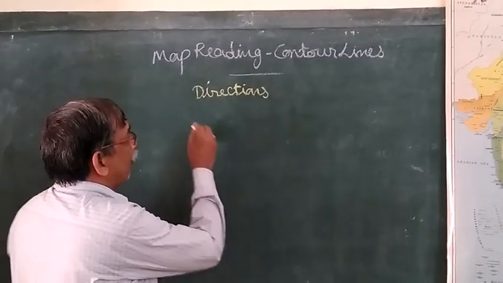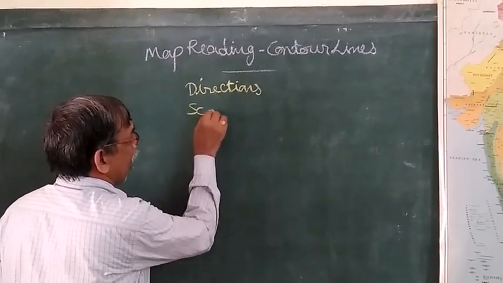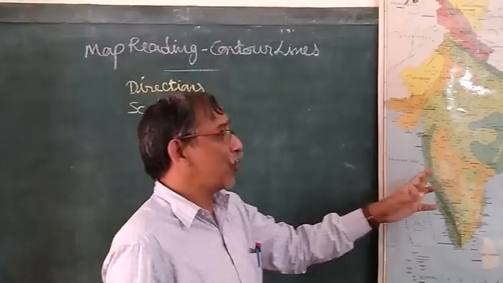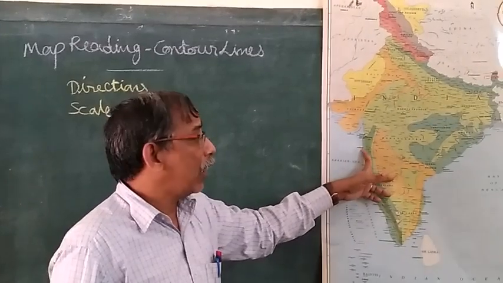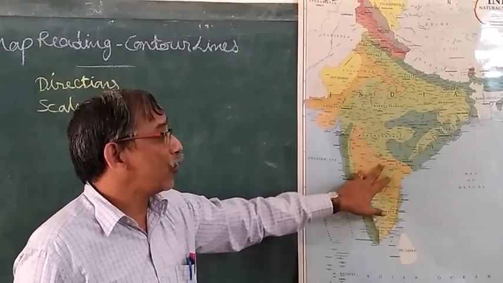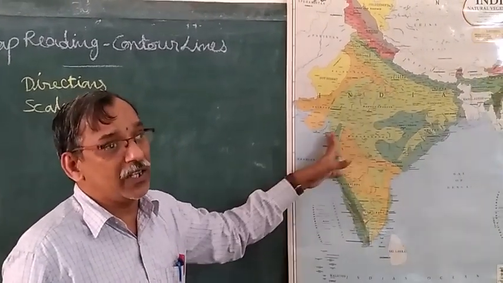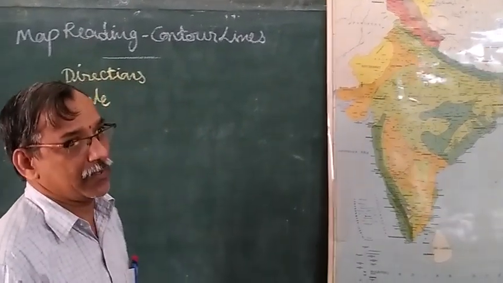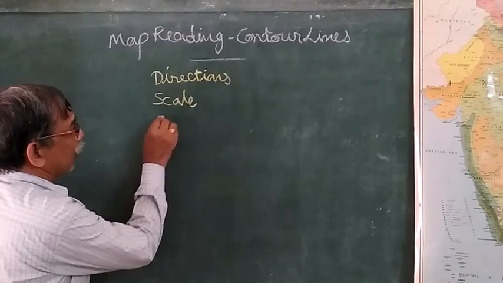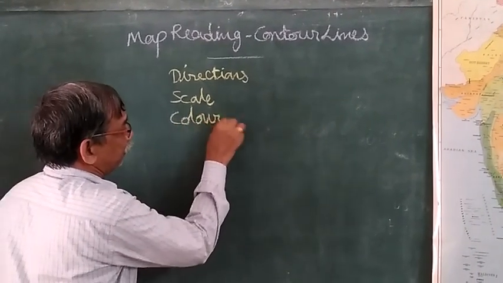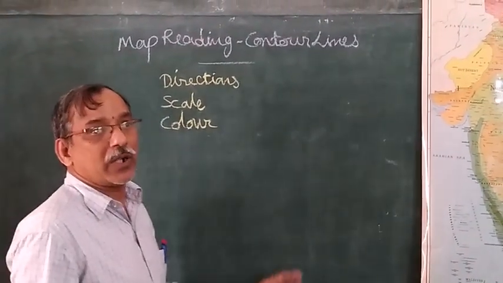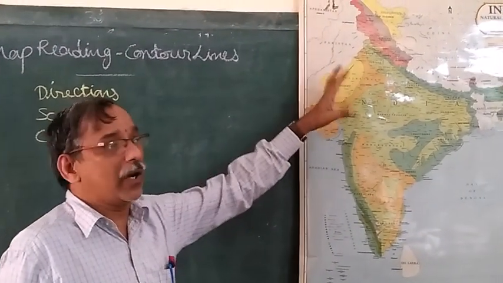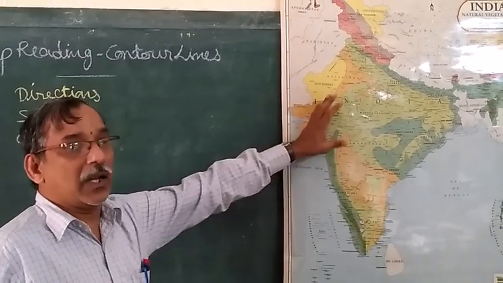Afterwards we discussed the scale, which is related to showing the distance. In the previous episodes we discussed how to find out the distance between Mumbai and Hyderabad. It is the aerial distance, that we also discussed. This is the concept we discussed previously. Thereafter we talked about colors, what type of information the colors indicate.